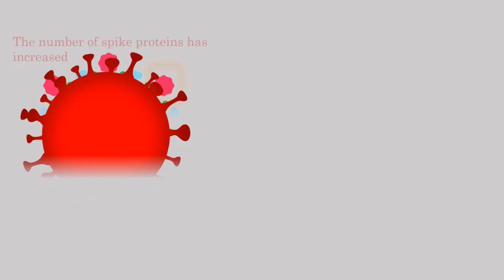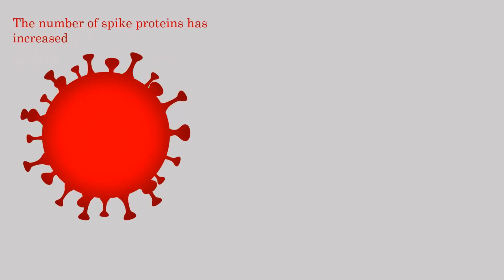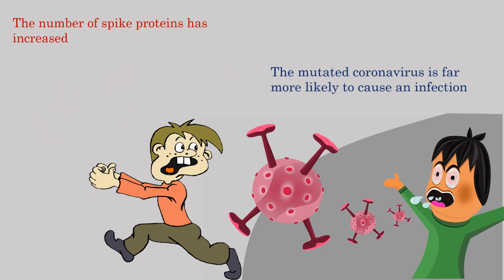Mutation in the RNA of the coronavirus has led to changes in the spike protein. The number of spike proteins has increased. This spike protein helps in the attachment of the virus to the host cell. Due to this mutation, the mutated coronavirus is far more likely to cause an infection.